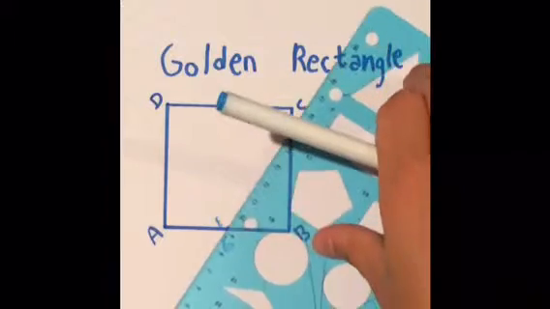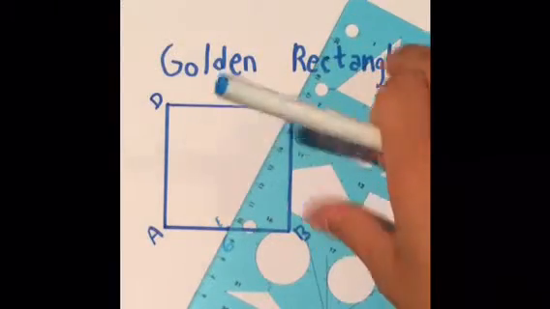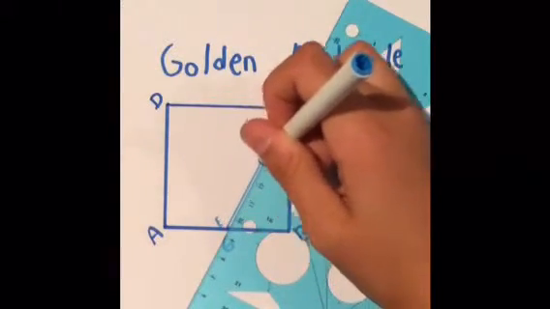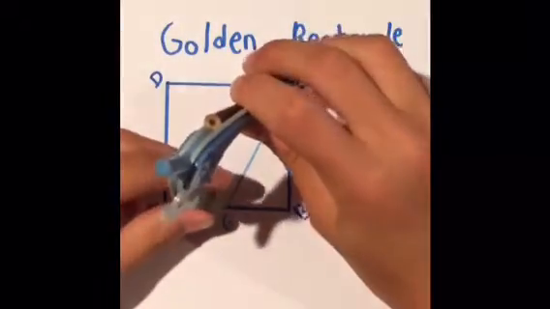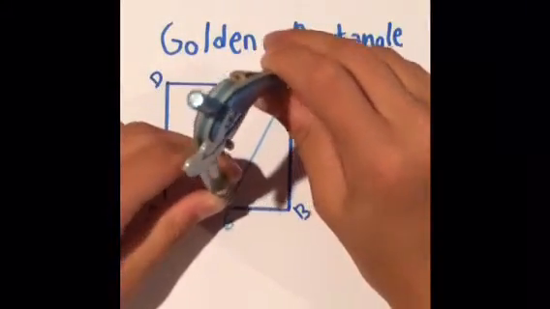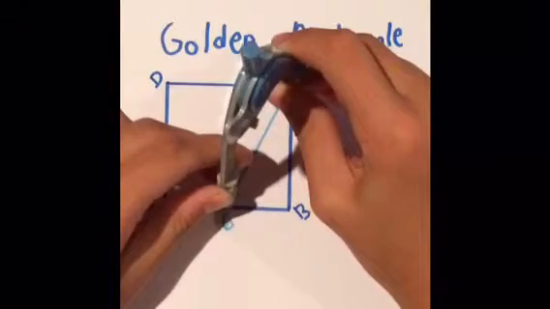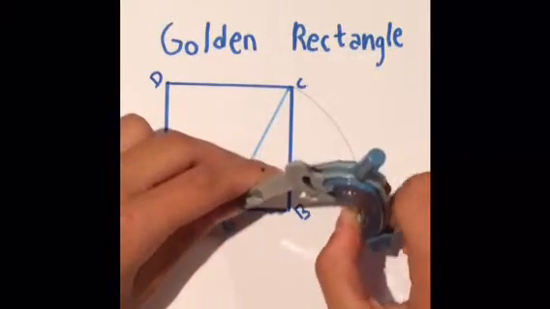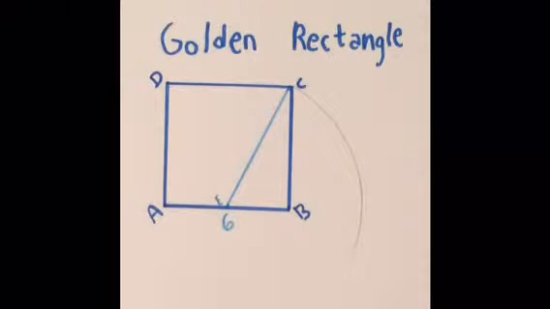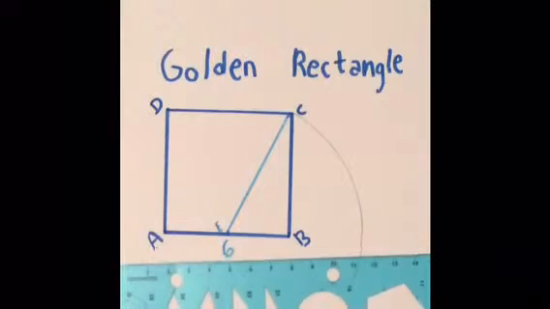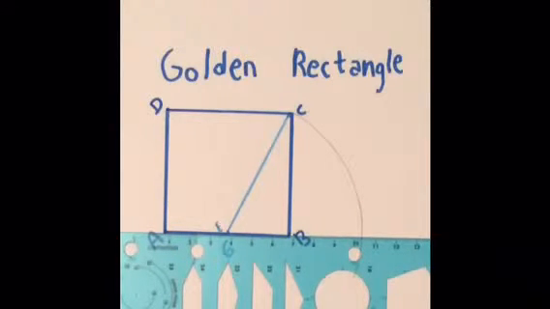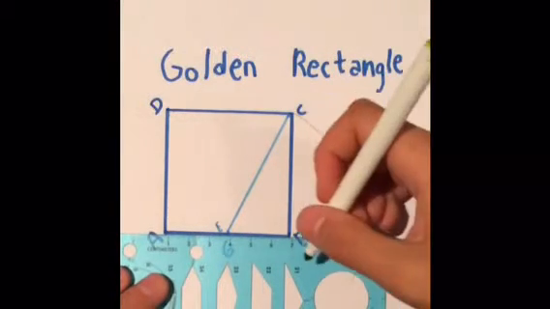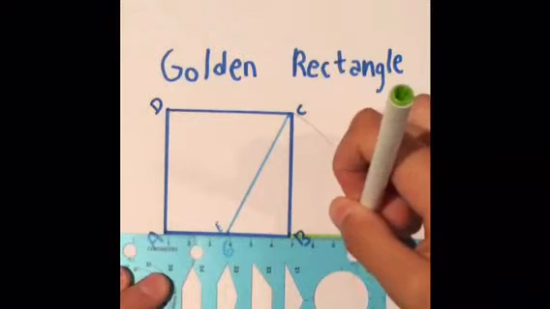The third step is to connect the midpoint to a point on the opposite side. Next, place the tip of the compass on the midpoint and set the width to match the distance between segment EC. Then, draw a large arc towards BC. Next, extend side AB to cut the arc at some point, let's say point F.